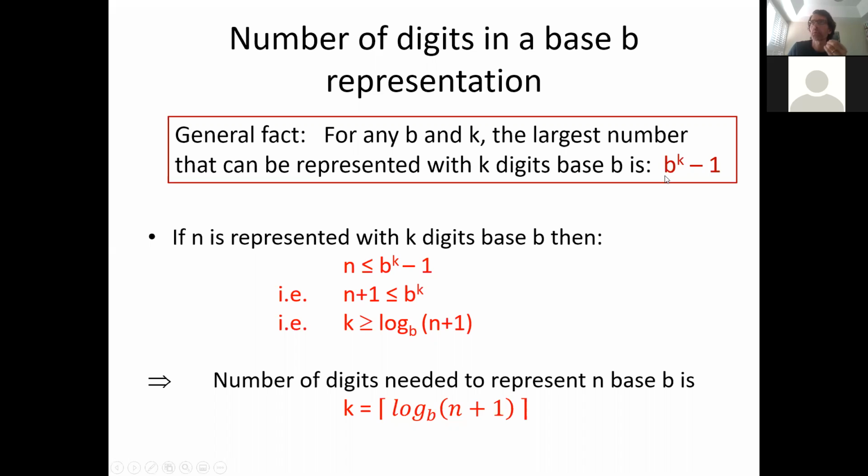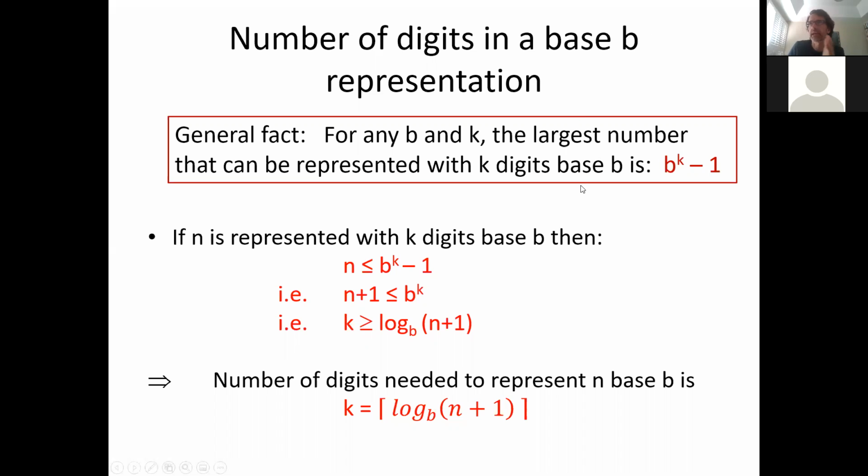Because going from the length of a number in base b to the highest integer is an exponentiation, going back is taking a logarithm. So if n is at most b to the k minus 1, then n plus 1 is at most b to the k, so k is at least log base b of n plus 1. So k is the number of digits, the length of the representation in that base.